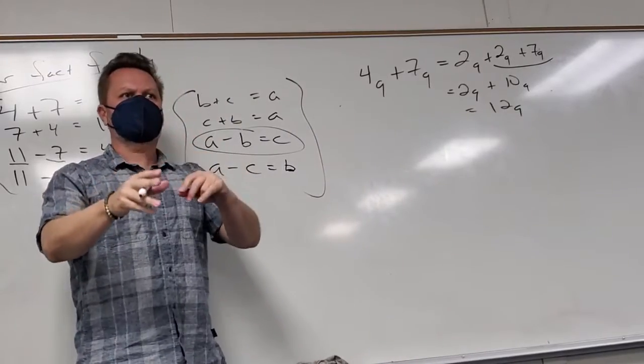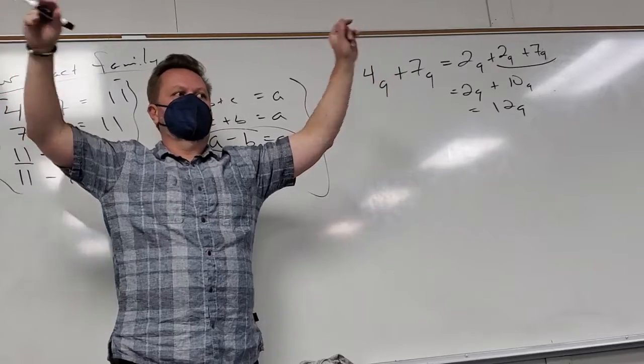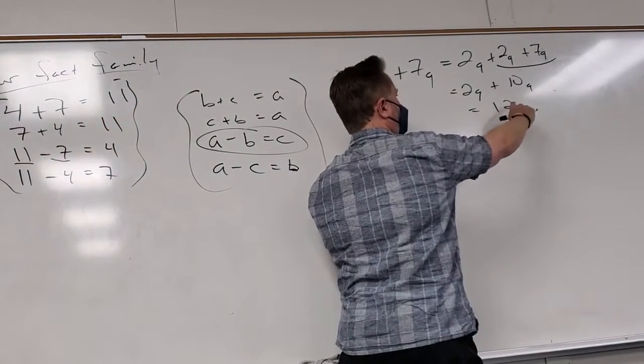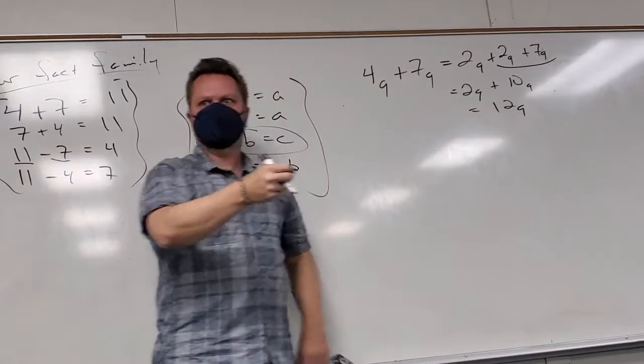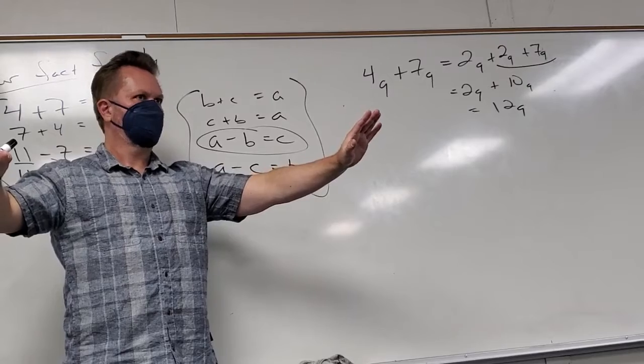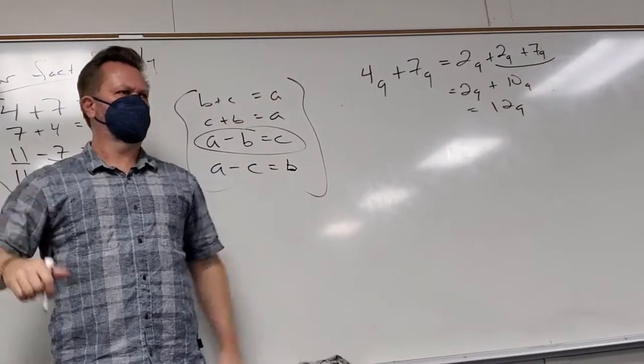And a way to check this: 4 and 7 is 11. Now make that base 9. Wouldn't that be 1 nine and 2 ones to make 11? So it does work. I really want you guys with me. Is everybody kind of with me? For the most part? Okay.